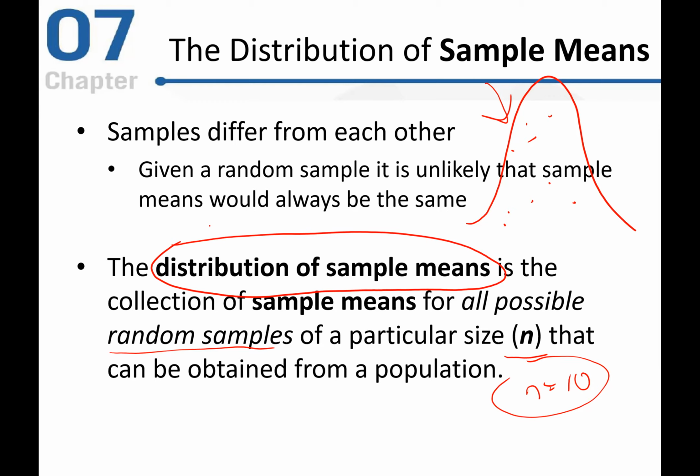For all the possible samples, all the means of a particular sample size, we're going to put them all together in a distribution, and that distribution is called the distribution of sample means. Let's talk more about that.